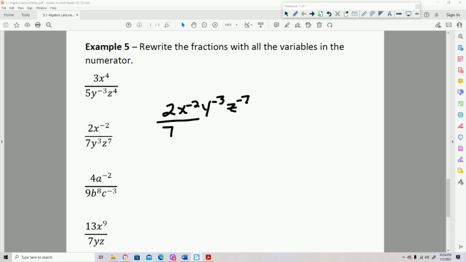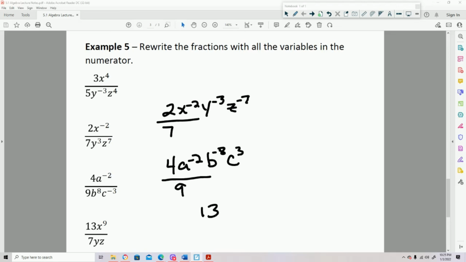Okay, let's go here. Again, I'm keeping everything in the numerator, so I'm not going to move the a negative 2 down. I'm going to leave the 9 on the bottom. It's a constant. I'm going to move this b8 and c negative 3 to the top. When the b8 moves to the top, it becomes b negative 8. When the c negative 3 moves to the top, it's c3. Again, when you move something within the fraction, the exponent changes signs. If I were to move this 9 up, it would be 9 to the negative 1. But because I'm keeping the 9 on the bottom, I'm not going to do that.